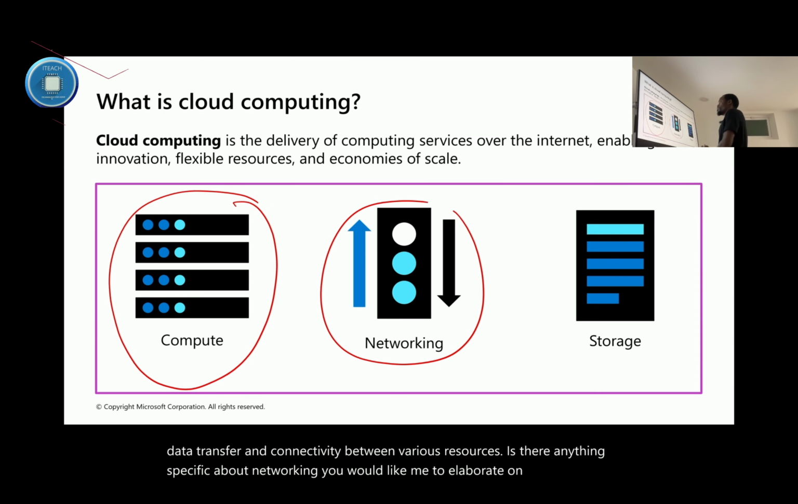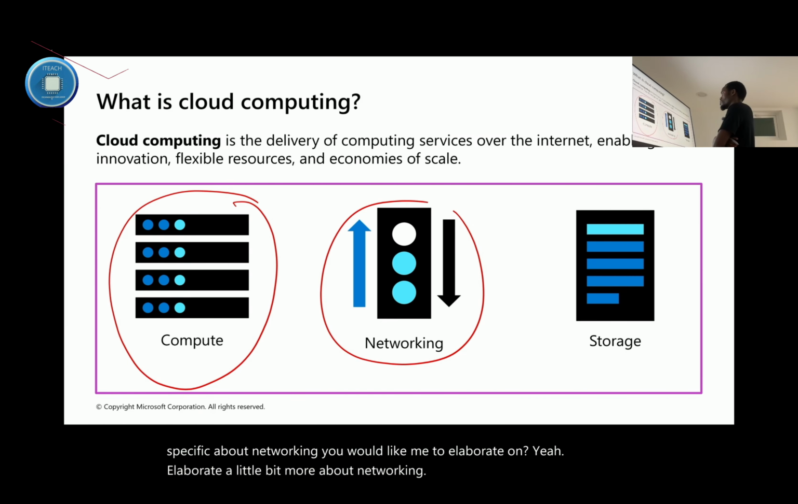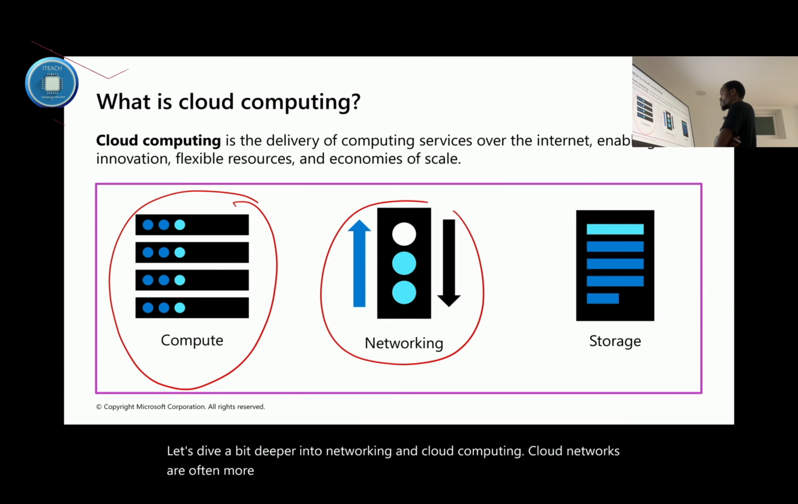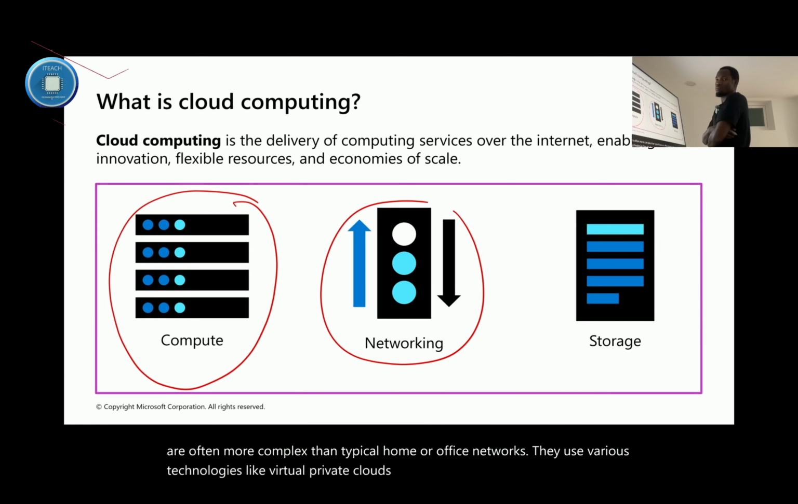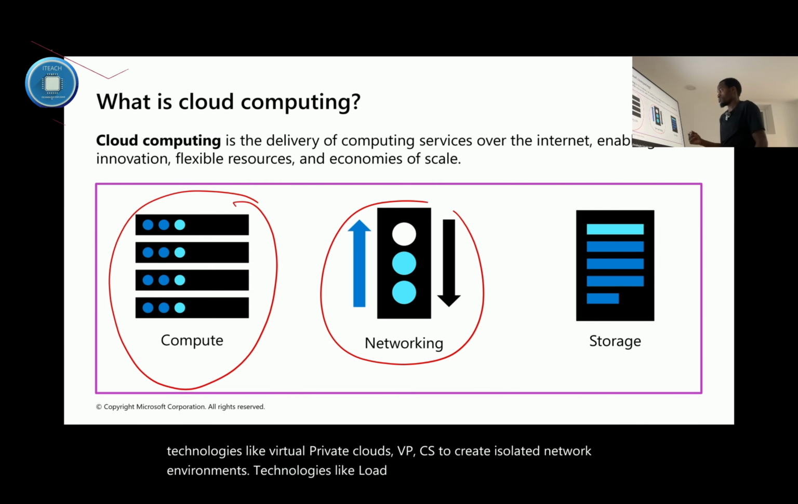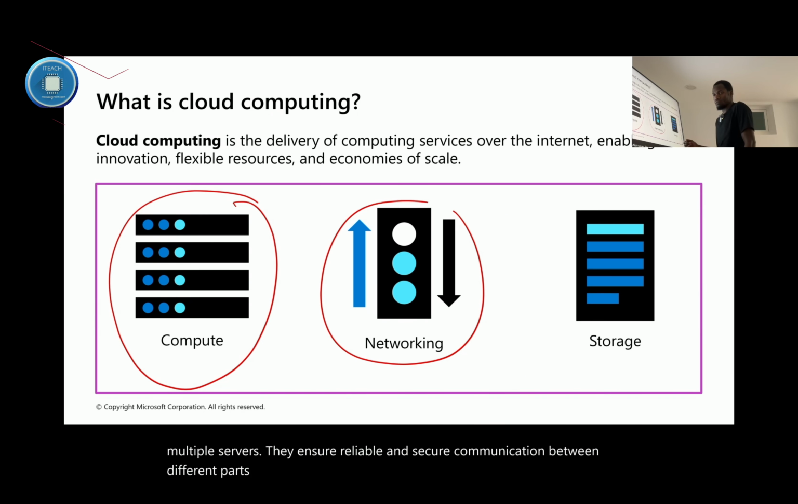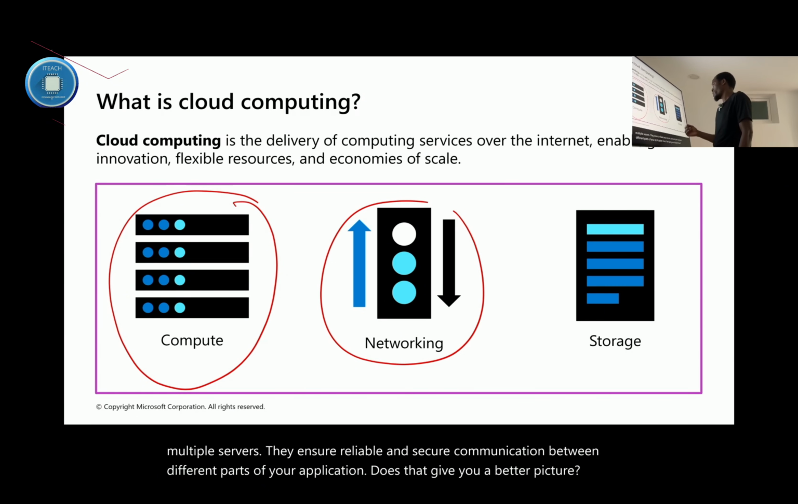Yeah, elaborate a little bit more about networking. Let's dive a bit deeper into networking in cloud computing. Cloud networks are often more complex than typical home or office networks. They use various technologies like virtual private clouds, VPCs, to create isolated network environments, and technologies like load balancers to distribute traffic across multiple servers. They ensure reliable and secure communication between different parts of your application. Does that give you a better picture? Yes, that gives me a great picture.